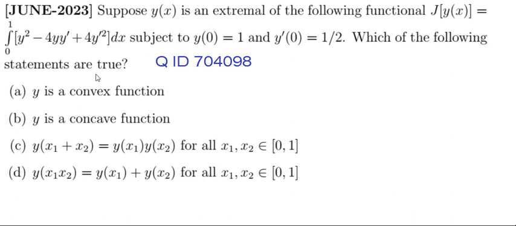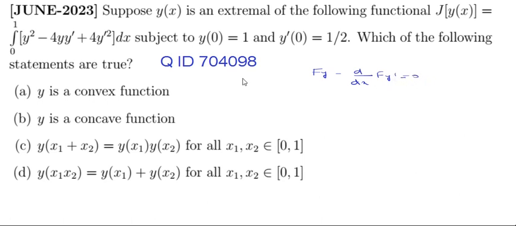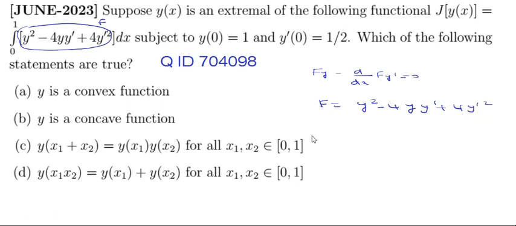So first we will find the function y of x. Here we will use the Euler-Lagrange condition to solve this problem. The Euler-Lagrange equation is f_y minus d by dx of f_y dash equal to 0, where our f is y squared minus 4 y y dash plus 4 y dash squared.